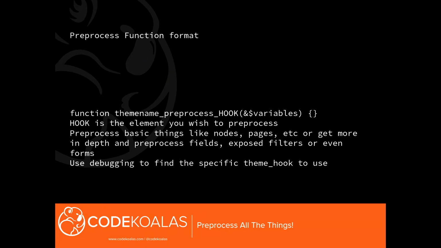So the format for preprocess functions is theme name, preprocess, hook, where hook is the theme hook of the element that you want to preprocess.